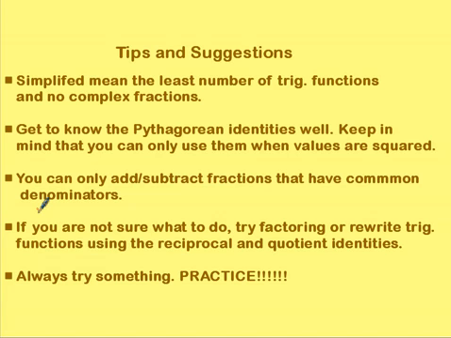And number 4 here, if you're not sure what to do, try factoring or rewriting the trig functions using the reciprocal and quotient identities. Remember, the quotient identities come from tangent and cotangent. And also, the last thing, if you're not sure what to do, you have to try something. Sometimes just breaking something up into like the quotient identity will start showing you how to do the problem. And you have to practice. You can't just sit there in math class and just watch someone else do them. You have to practice and practice and practice, and that's how you'll get better.